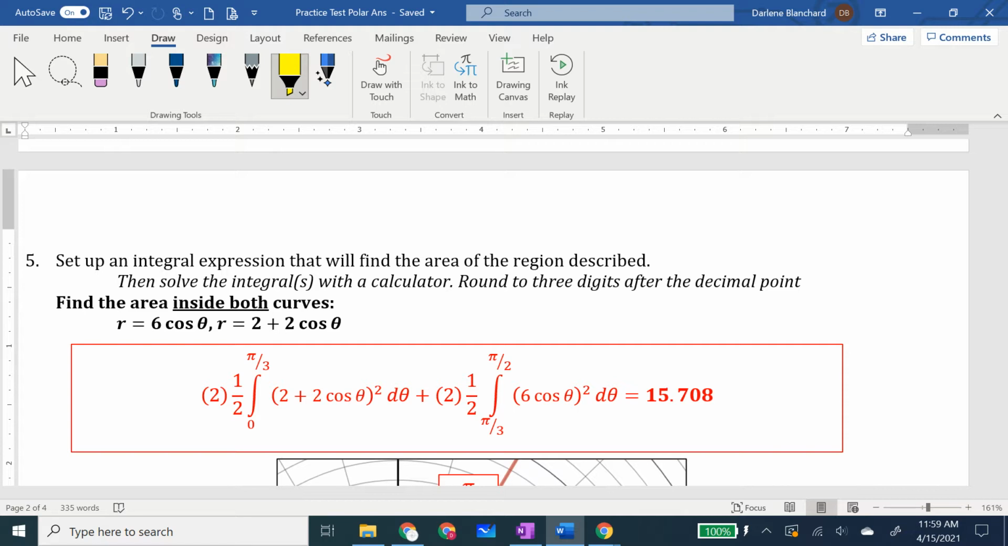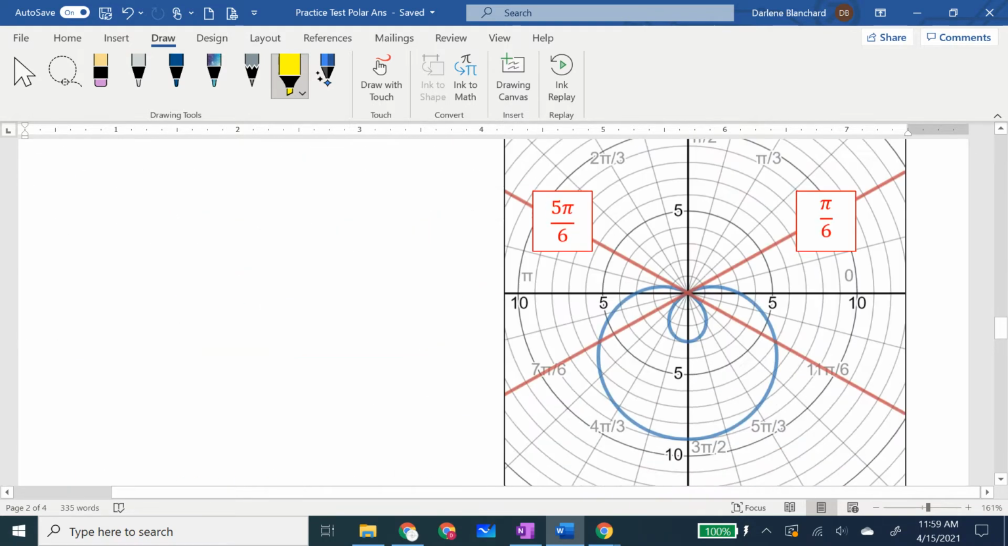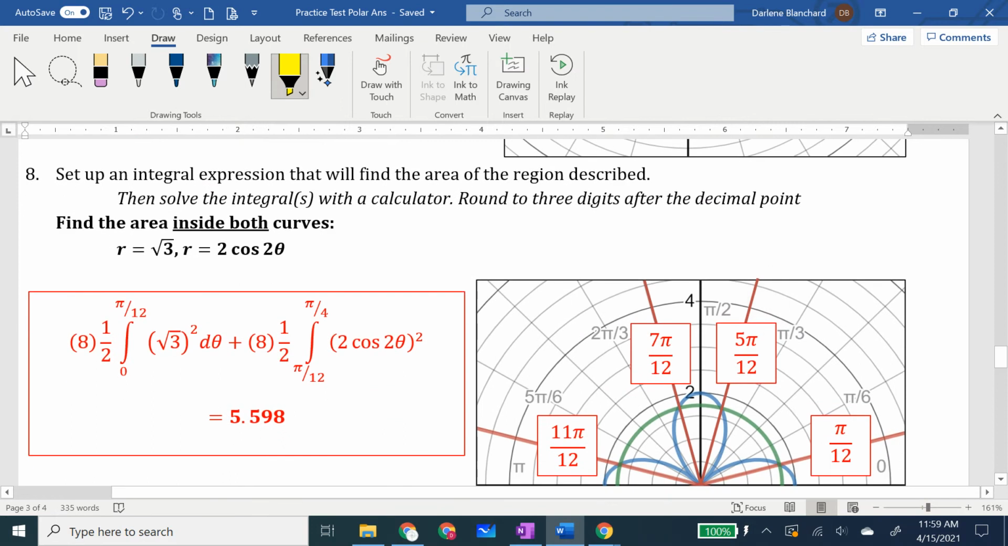15.708. Good. And then another one that was inside both was number 8. When you're dealing with the inside both, you have to set up separate integrals for separate angle ranges. Because when you're inside both, while your angle is sweeping along, you have to stay with the curve that is closest to the pole at all times. And at that intersection, you have to swap which is closer to the pole.